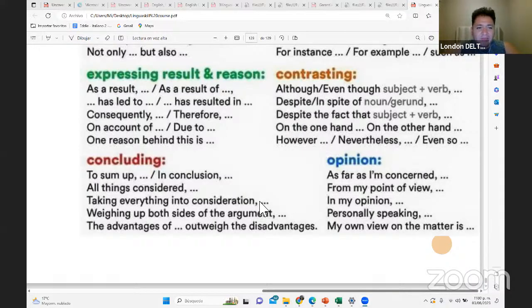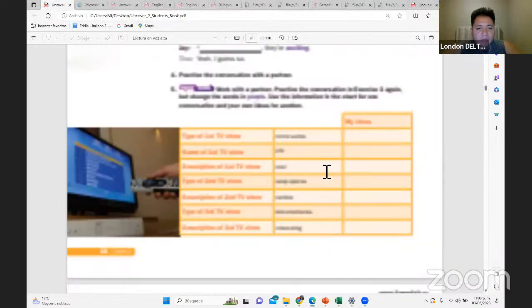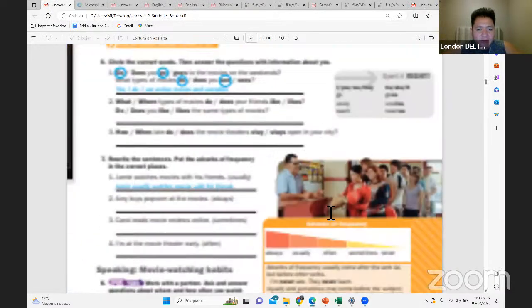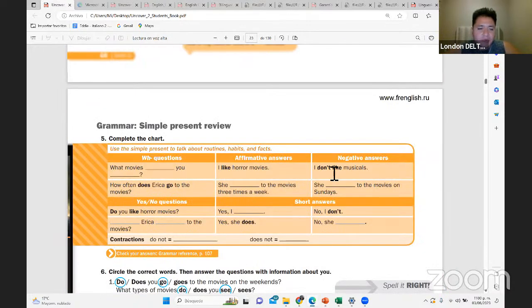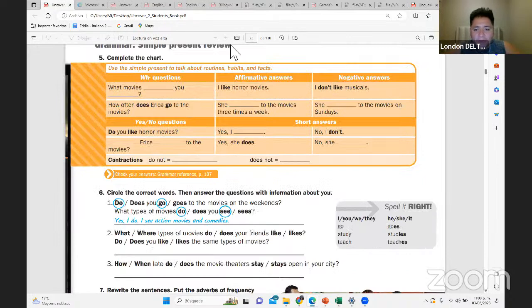Very good. Yes. So now we're going to, when we tell our routines, right? When we write our routine, que era lo que estamos viendo en la clase anterior, right? So how to talk about your routine. Okay. So please write 3 things that you do in the morning. Escriban 3 cosas que hacen en la mañana, pero vamos a intentar conectar las ideas.